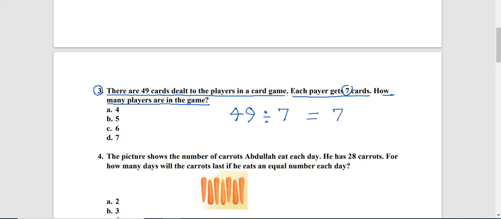49 divided by 7. Or the question will be that if each player gets 7 cards, multiplied by how many players in the game for us to have a total of 49 cards. So now you are asking yourself, 7 multiplied by what number will give you 49? The answer is still 7. Option D.